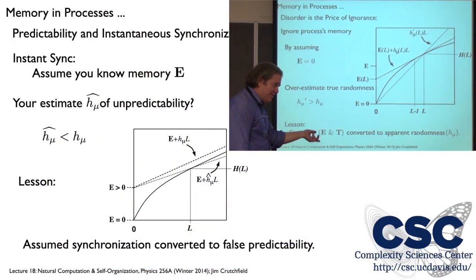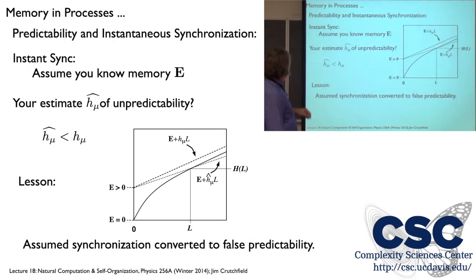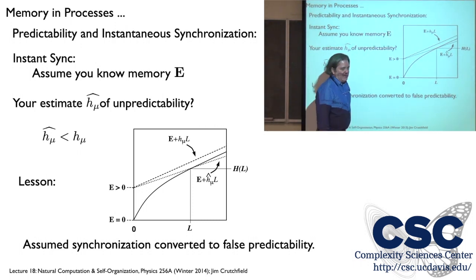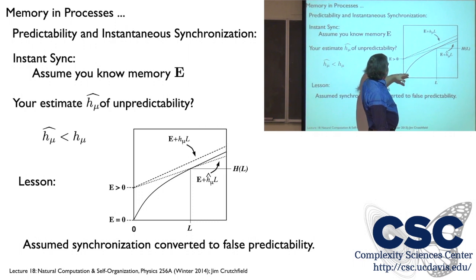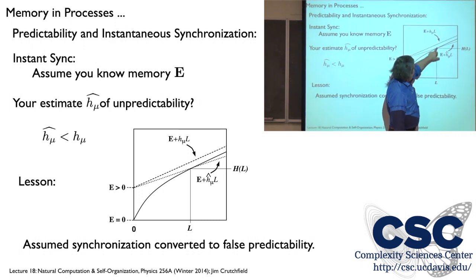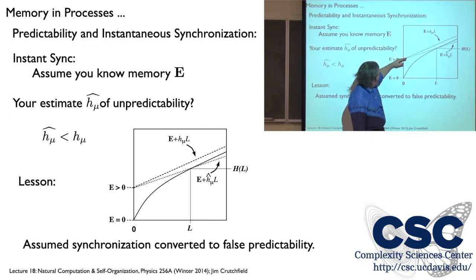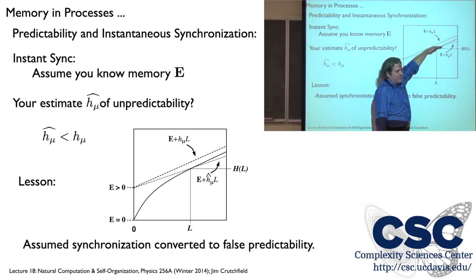So again, by ignoring E, H mu increases. You can also assume that you're instantly synced, that somehow you know what the memory is, E. And then now we've got some approximate here, H mu hat. So here I'm now fitting with linear curves that go through E, some point along the H of L curve, and you notice that the upper line here would be the true linear asymptote. And if both of these curves are being fixed down here, if I then take an empirical estimate of the block entropy to fit that, the slope of this curve, the entropy rate, is lower than the true case.